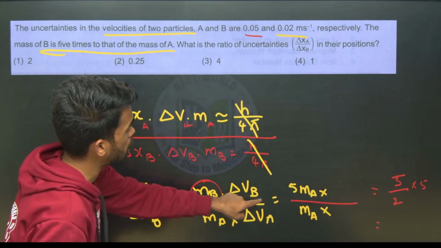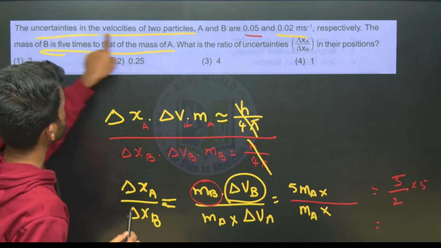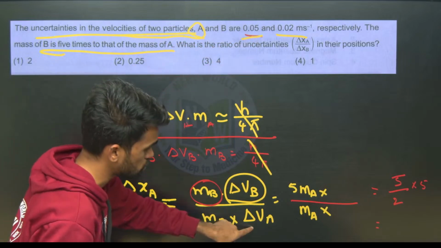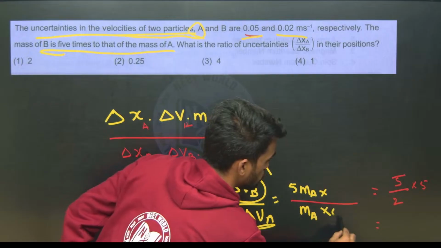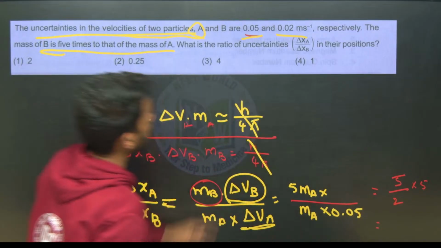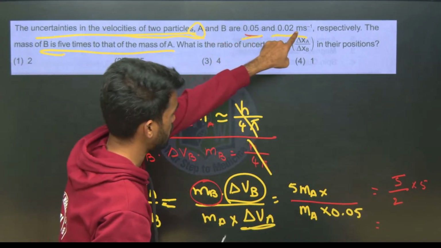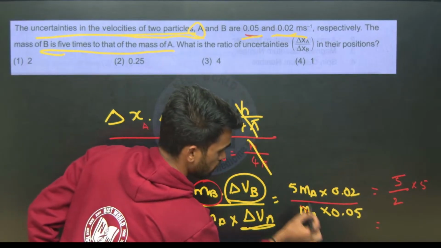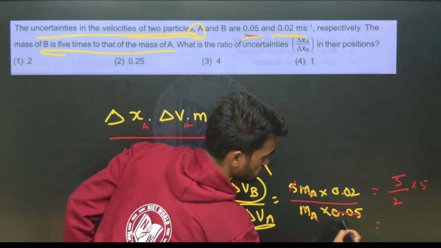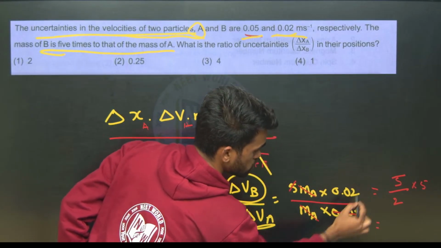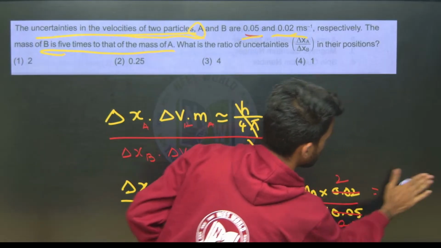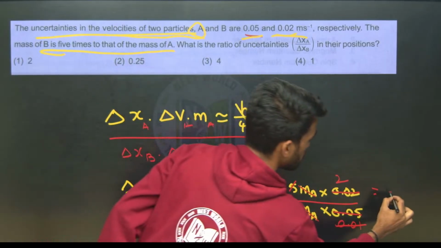Next, what about velocity of B given? See, the uncertainty in the velocity of A is how much? 0.05. So uncertainty in velocity of A is 0.05. And what is the uncertainty in velocity of B? 0.02. Okay, so here 5, this will be 0.01 times. So what we got here? 2. So simple now. So what is our answer here? 2. So 2 will be your answer here.